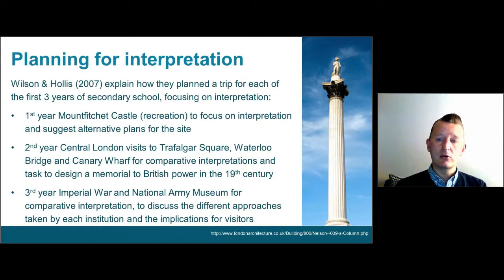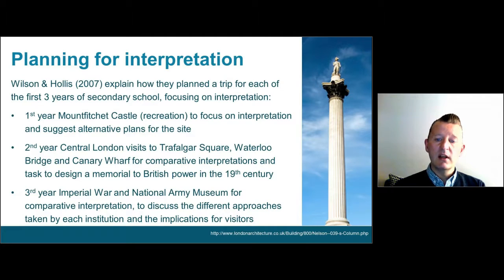They focus on getting the children to talk about interpretations, and then they get the children to suggest alternative plans for the site that might illustrate different aspects of life in the medieval period in one of these fort sites. In the next year, their second trip with the history department, they do something completely different.